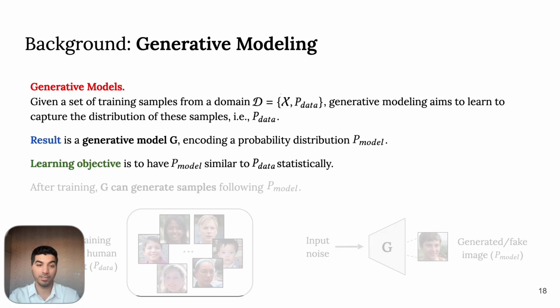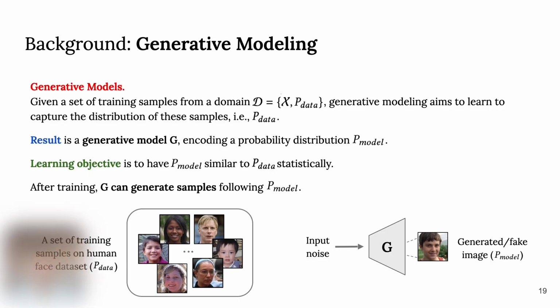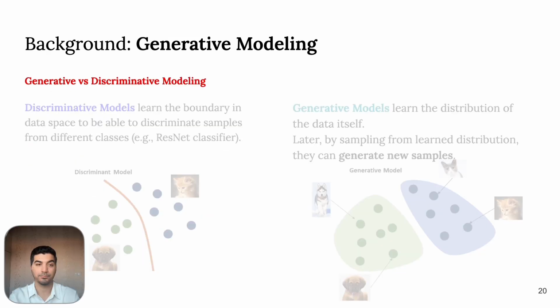The learning objective is to make this P model statistically similar to P data. After training, G can generate samples following P model. For example, we have some samples of human faces dataset, P data here. We train a generative model on these samples, and it kind of approximates this P data. After that, we can sample some latent code and generate new samples that didn't exist before.